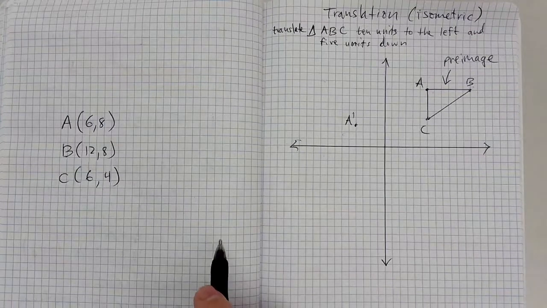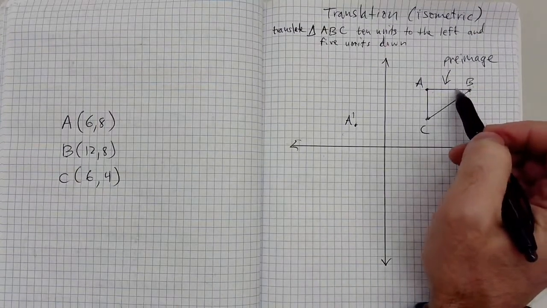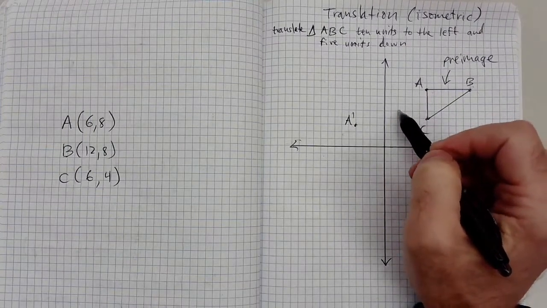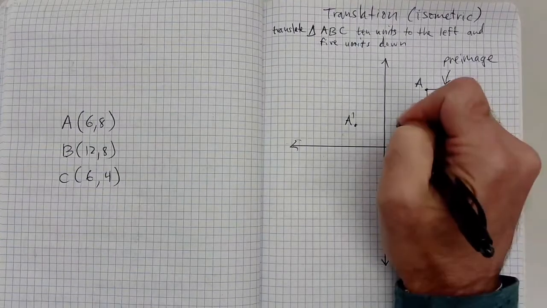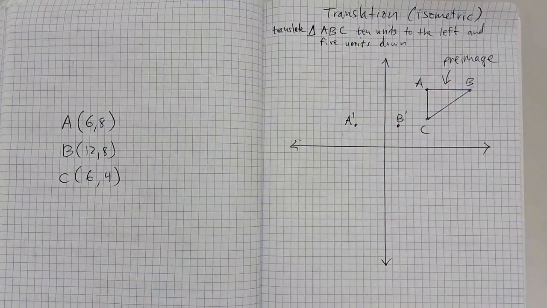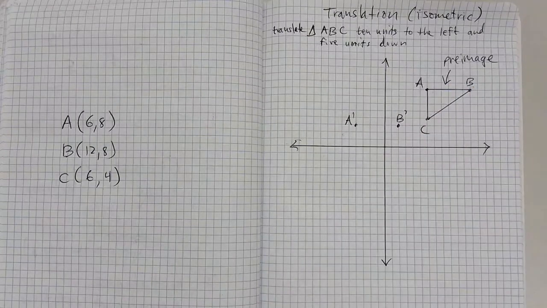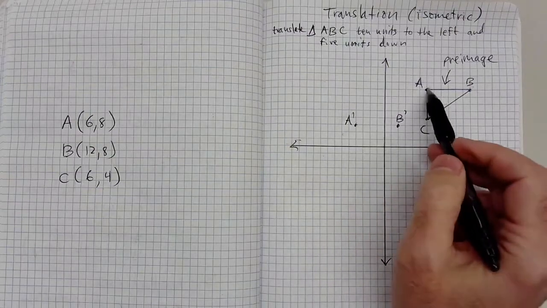Okay, next I'm going to do the same thing with B. So 1, 2, 3, 4, 5, 6, 7, 8, 9, 10. 1, 2, 3, 4, and 5. And I'm going to call that B prime. So B prime corresponds with point B. And in fact, line segment A prime B prime corresponds with line segment AB, right?